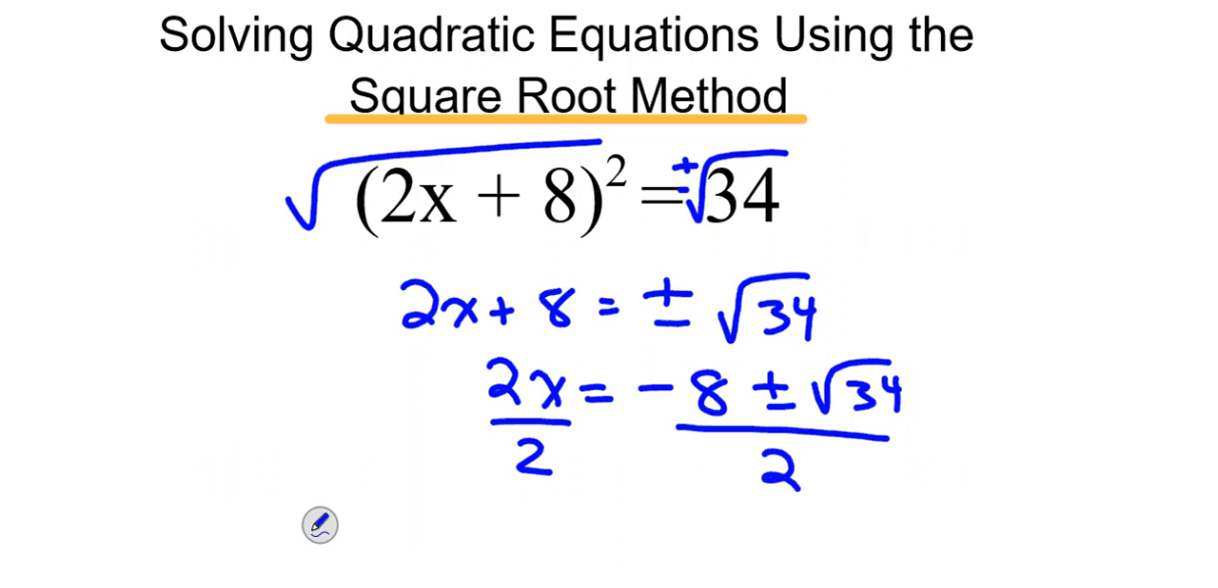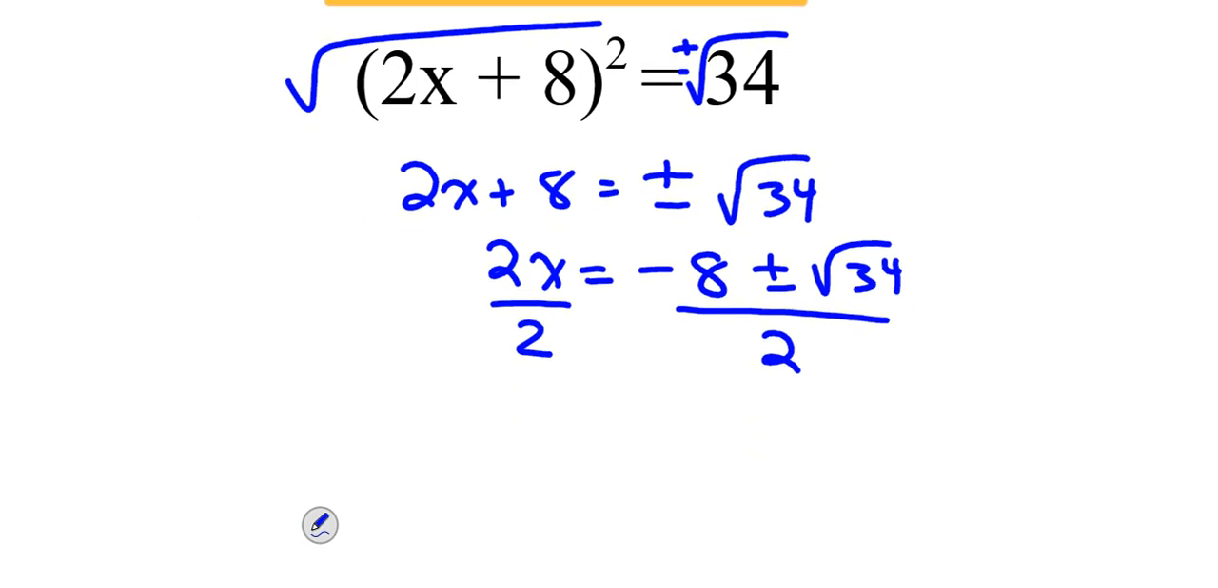I made this one up specifically because this is what sometimes people do. See, we're fine with canceling 2 over 2, right? That's x. But here's the deal. A lot of times people will just go, oh, yeah, negative 8 divided by 2, that's negative 4.